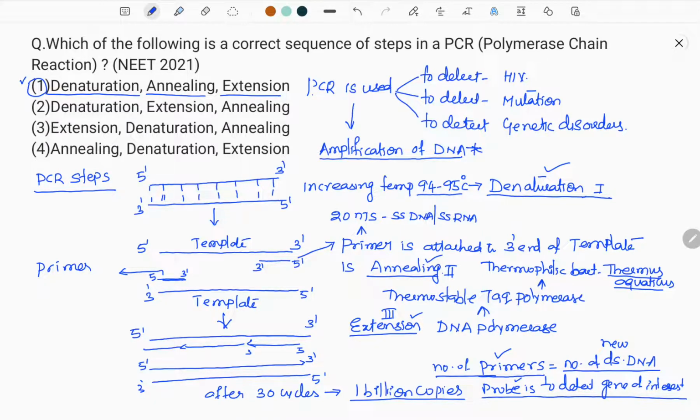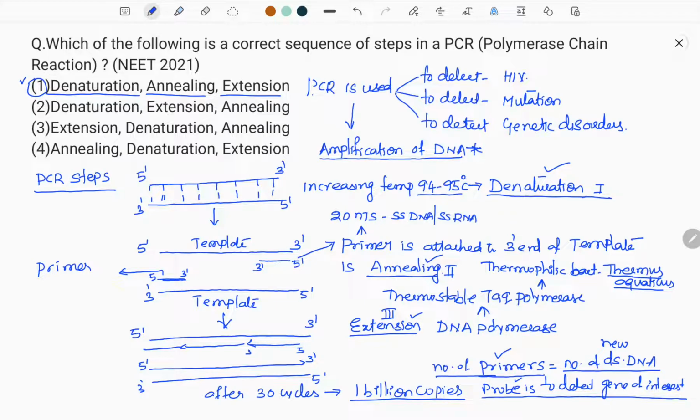A very good question and very simplified. I think you have understood very well, and it can be asked in which process the probe is attached, in which process the 2 DNA strands are separated, in which step polymerization of nucleotides is done, or in which process Taq polymerase is used, that is extension, in which step the primer is attached, that is annealing, in which process the hydrogen bonds are broken down, that is denaturation.